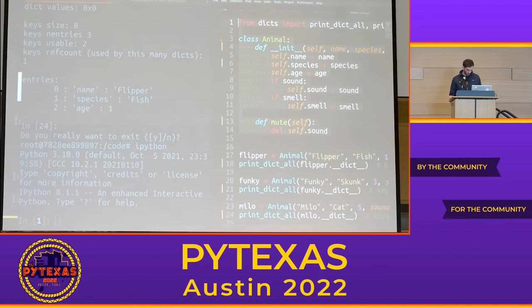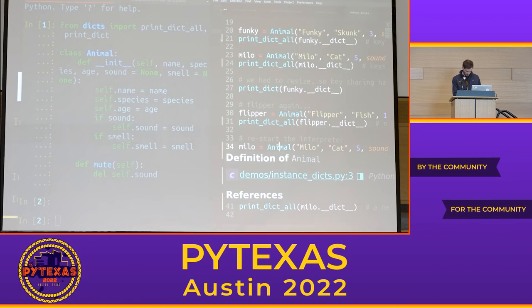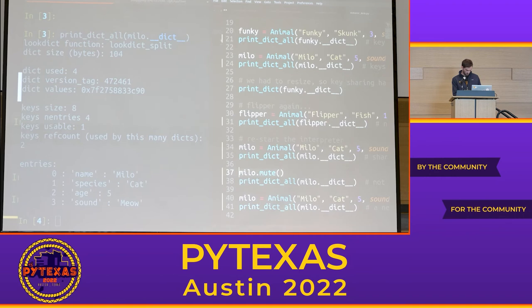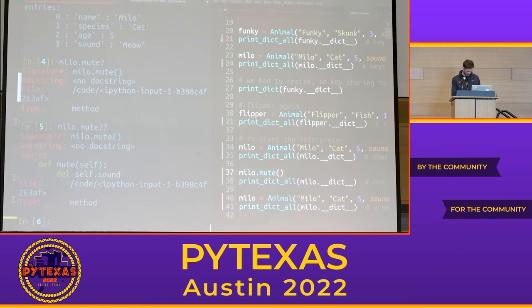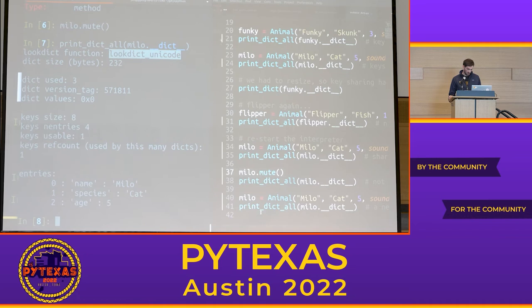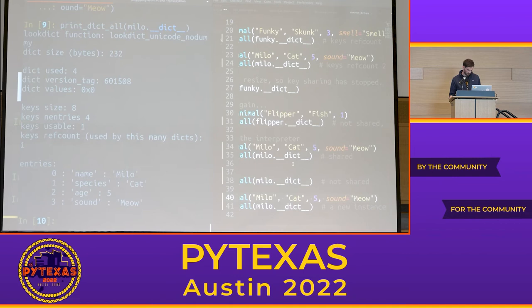Now, if we recreate an animal, and let's say print Milo, we can see that, again, it is using lookdict split. But now I will use the mute method, which, you can see its code, is basically deleting the sound. So I can do that. And I can print the dict again. And it, again, stopped being a shared dictionary. And now, if I do create another animal, it will not use the shared keys anymore. The moment I've deleted an attribute from an instance of a class, key sharing is stopped for all future instances of that class.